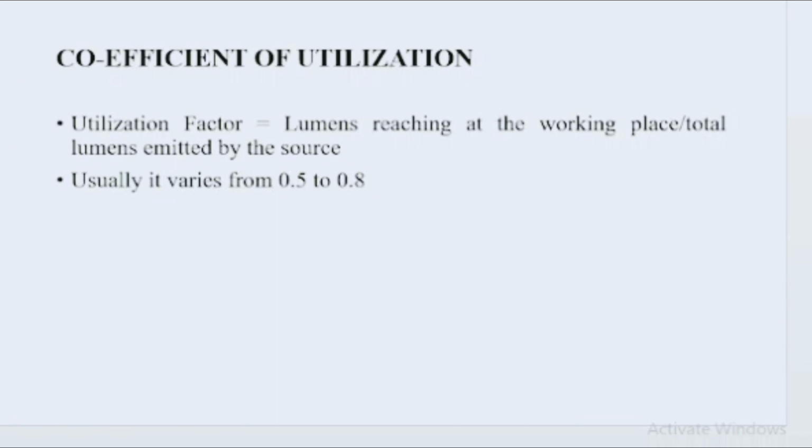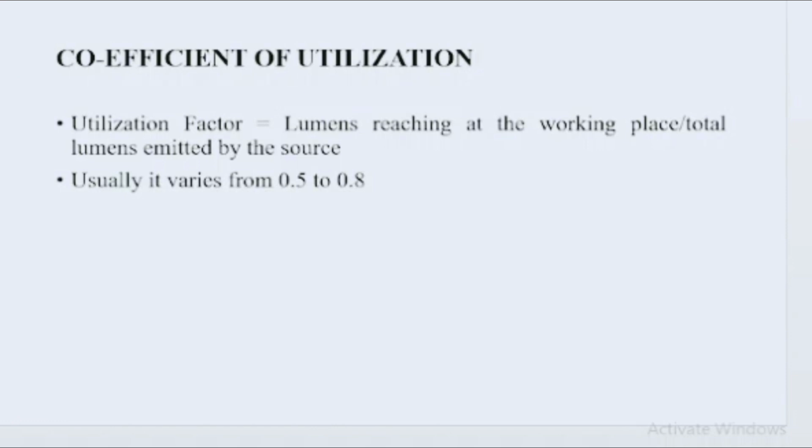Lumens reaching the working plane divided by total lumens. Total lumens will not be reaching. So that ratio we consider as the utilization factor. Usually the values vary between 0.5 to 0.8.